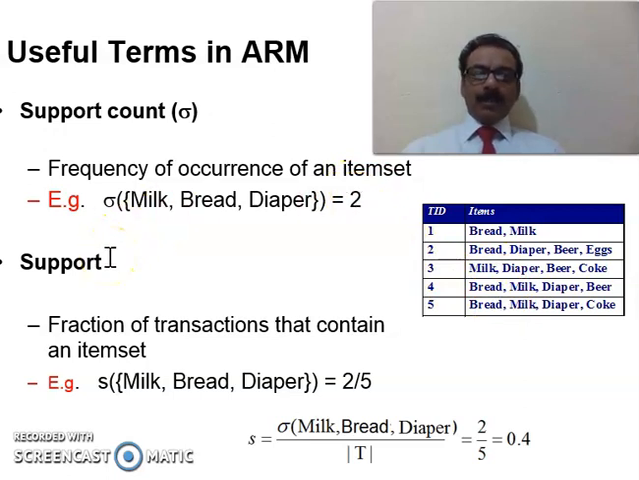Next is support. Support is the fraction of transactions that contain an item set. Here you have an example with support of milk, bread and diaper. As we have seen before, 2 transactions have them together, out of how many total transactions? That is what this 5 is speaking about. So support is equal to the total number of transactions having milk, bread, diaper together divided by the total number of transactions in the database. So here it is 40%.